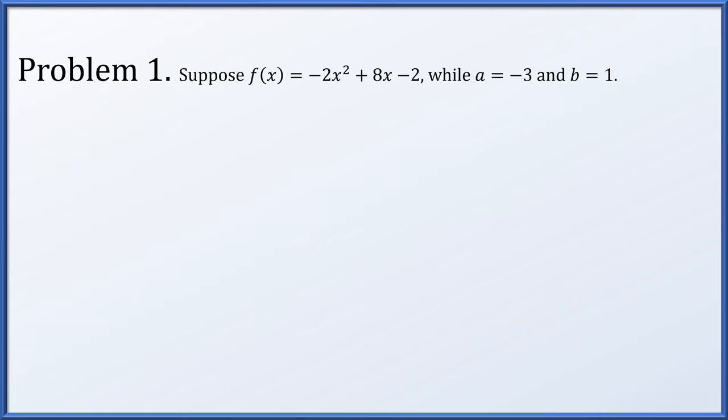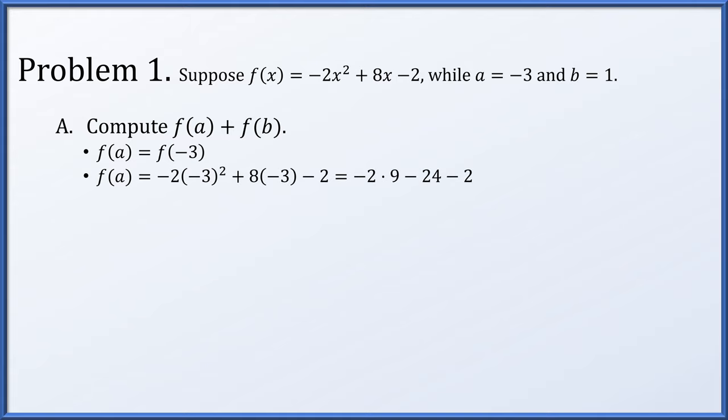All right, problem one. Suppose f of x is equal to negative 2x squared plus 8x minus 2, a is equal to negative 3, and b is equal to 1. First, we're asked to compute f of a plus f of b. Well, since a is equal to negative 3, f of a is f of negative 3. Now, f of x is negative 2x squared plus 8x minus 2, so f of a is negative 2 times negative 3 squared plus 8 times negative 3 minus 2, which after a bunch of computation resolves down to negative 44.